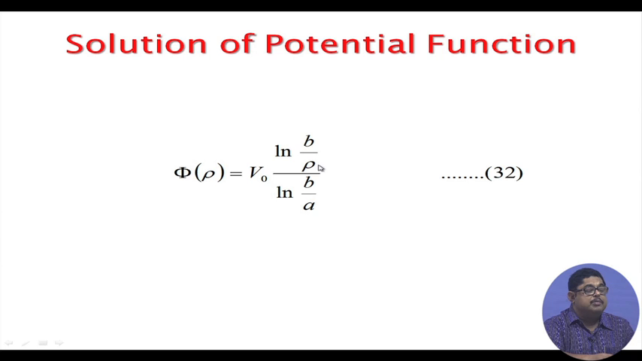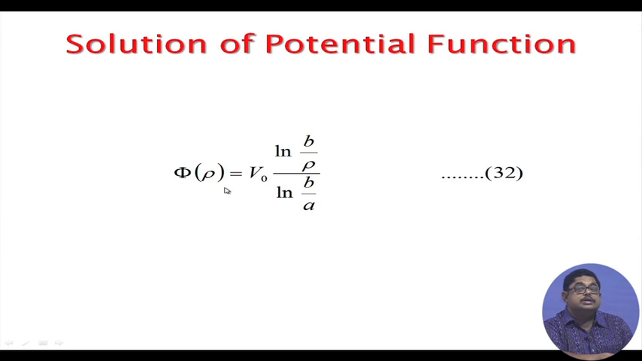That is equal to V naught ln b by rho by ln b by a. So, you see that the potential is not a function of phi, the azimuthal angle, but it is a function of the radial distance. Where is it? Because of the presence of this radial term. So, potential is changing with the radial distance. We have seen that at rho is equal to a, it is taking the value of V naught. Let us see, if we put rho is equal to a, then this becomes ln b by a, this becomes ln b by a, whole thing is 1. So, phi at rho is equal to a, that is V naught.